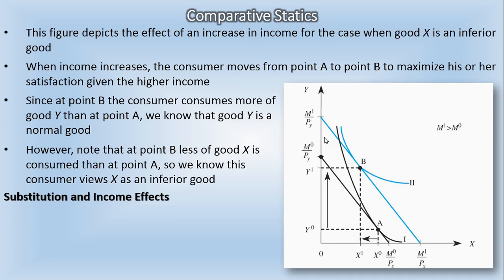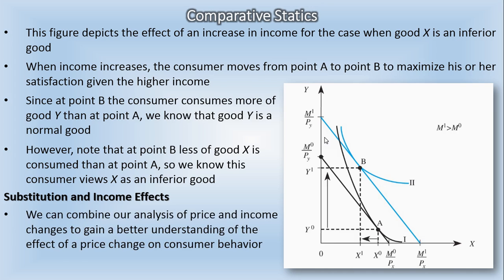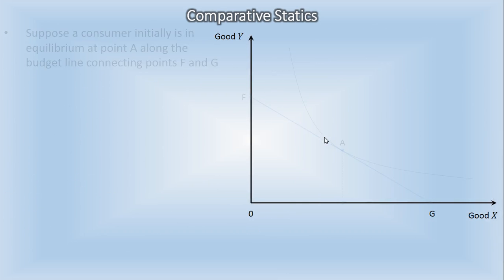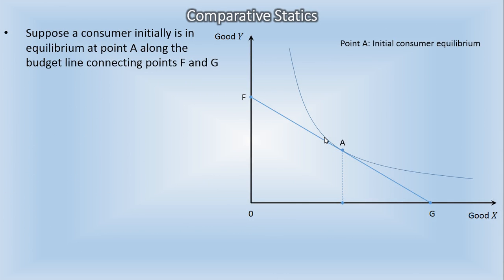All right, so that's some information you can get from this model with some changes, but the most important information we can get is the breakdown of a price change into the substitution and the income effect. So we can combine our analysis of price and income changes to gain a better understanding of the effect of a price change on consumer behavior. So suppose the consumer is initially at that optimal consumption bundle A. Suppose the price of good X increases in this case. So the price of good X increases. What's going to happen to this intercept?